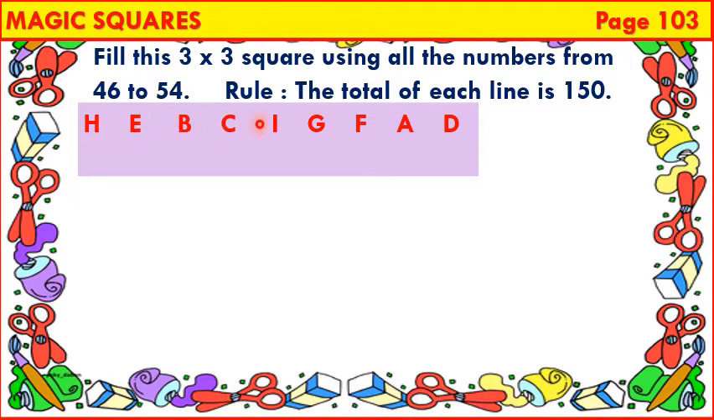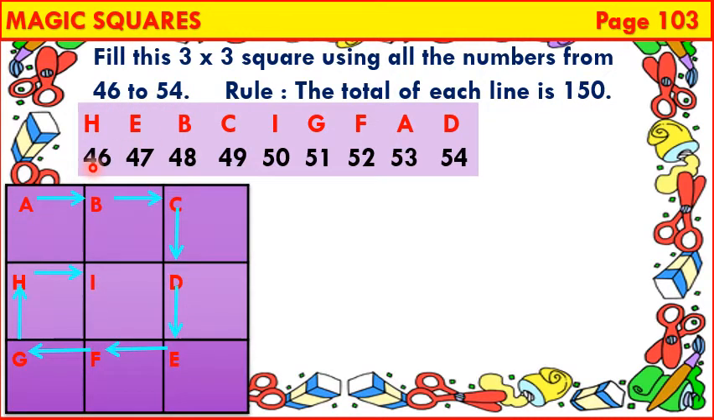Children, remember this word Heb, Sig, Fed. Heb, Sig, Fed. It is very useful for filling magic squares. H, E, B, C, I, G, F, A, D. Now write Heb, Sig, Fed like this. Now below this Heb, Sig, Fed, write all the numbers in sequence from 46 to 54 like this.